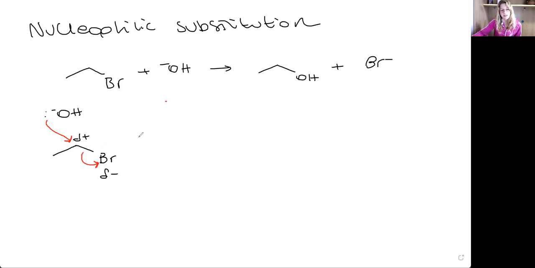So in this one-step mechanism, we have the substitution. I'm not going to talk about the change in stereochemistry. I think it's not relevant for the basics. But substitution occurs in one step. This is called SN2.